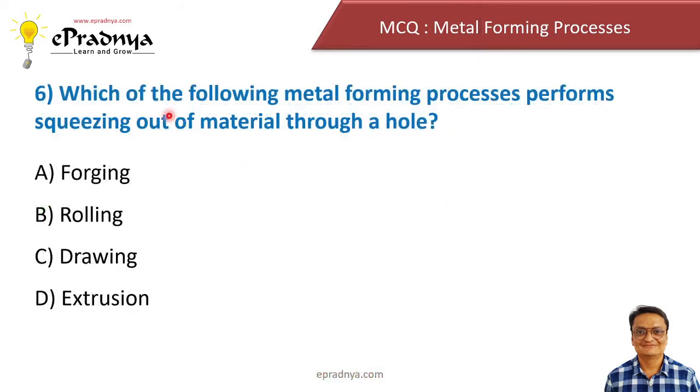The next question: which of the following metal forming processes performs squeezing out of material through a hole? The options are forging, rolling, drawing and extrusion. And the correct answer is extrusion.